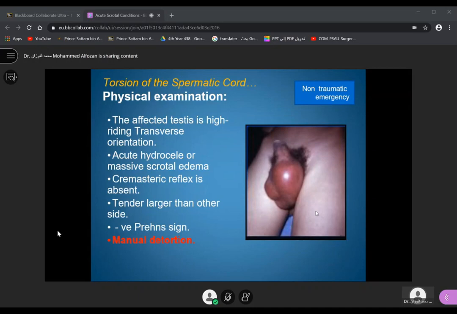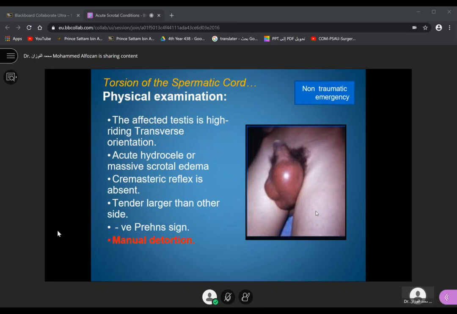So as for this patient, you will examine the normal testis. You will find it normal lying in its normal position. Then you will compare to the other side. You will see there is acute swelling, hydrocele. By the examination, you will recognize it. Also, you will see the testis is lying transverse.